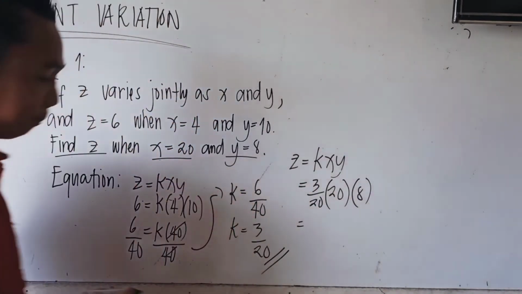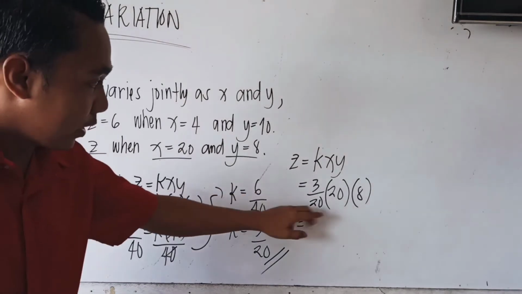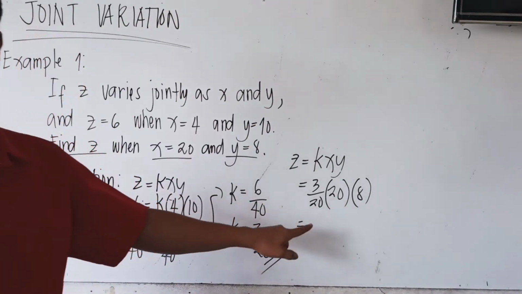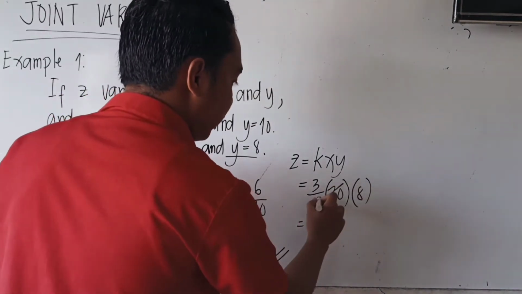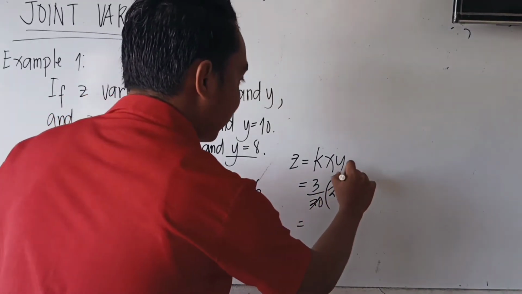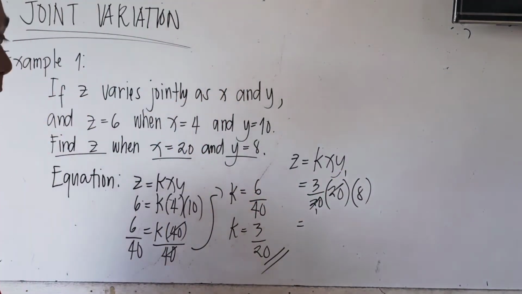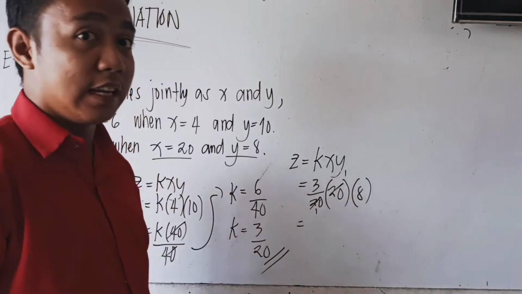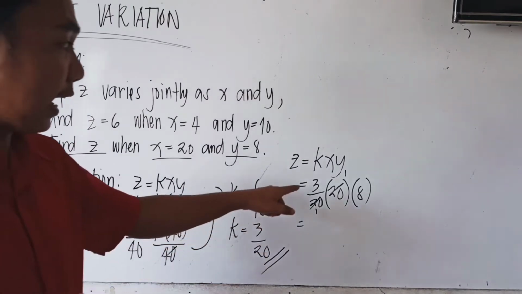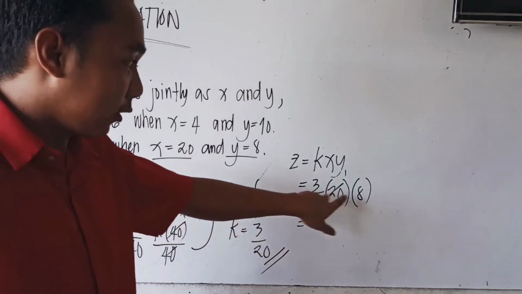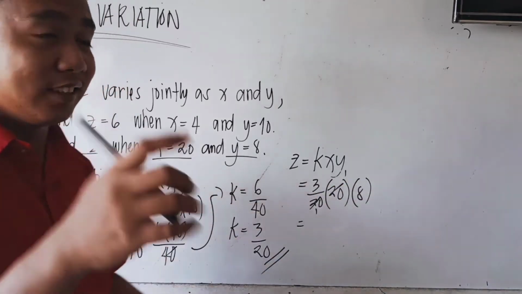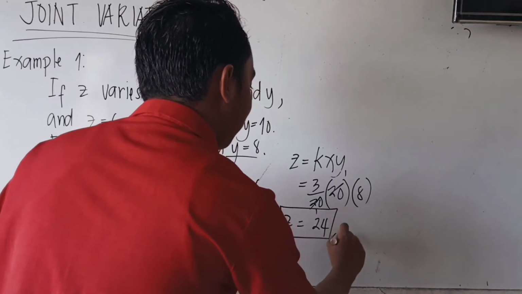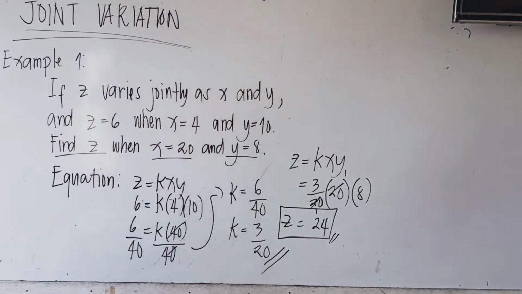Then, equal. So, 3 over 20 multiplied by 20 times 8. As you can see, class, 20 is divisible by 20. So, pwede natin siyang cancel out. 20 divided by 20, that's equivalent to 1. So, yung number na lang natin is 3, 1, and 8. Kapag ipag-multiply natin yung tatlong number na to, 3 times 1 times 8, that is equivalent to 24. So, therefore, z is equal to 24. Okay, so ganun lang po siya.